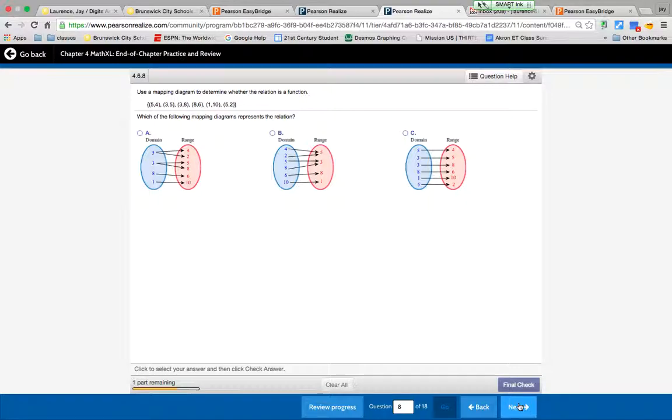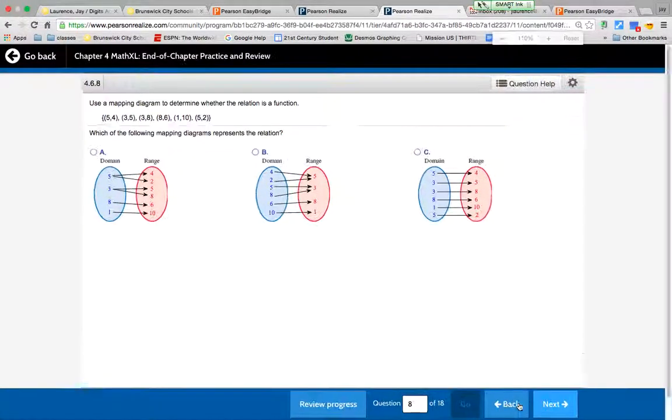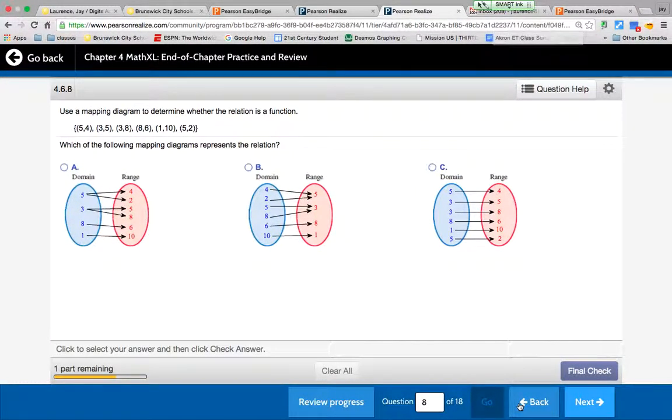We've got a mapping here. Now, if there's any way you can enlarge this, I'm going to try. I don't know if you can, but hopefully that's better. If you need to get closer, you have to pause the video. Okay, the domain here goes 5 to 4 and 5 to 2, 3 to 5 and 3 to 8, 8 to 6 and 1 to 10.